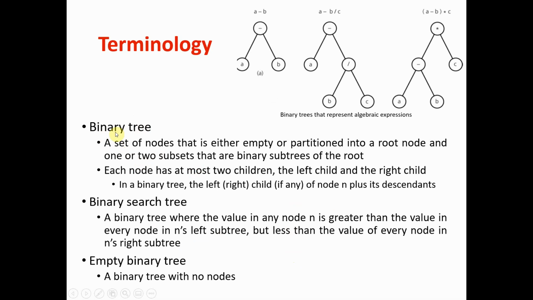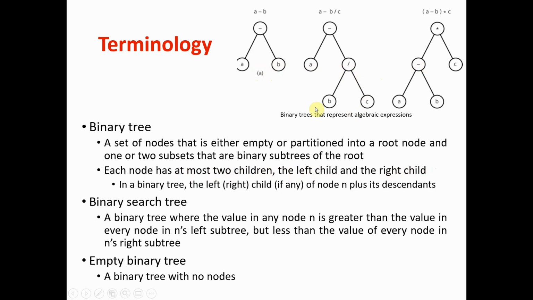A binary tree is a tree for which all the nodes have a maximum of 2 children: either no children, 1 child, or 2 children. So each node has at most 2 children. We call them the left child and the right child. All these three trees are binary.